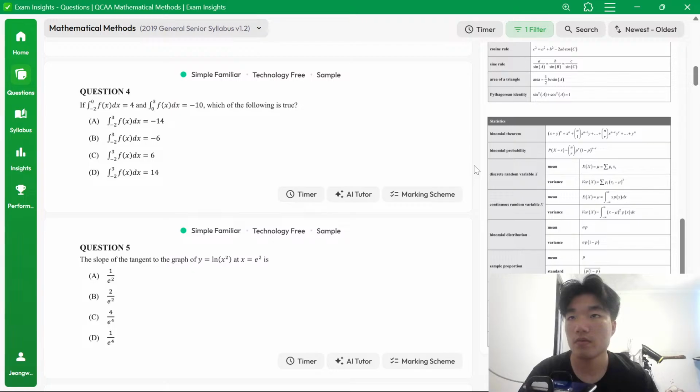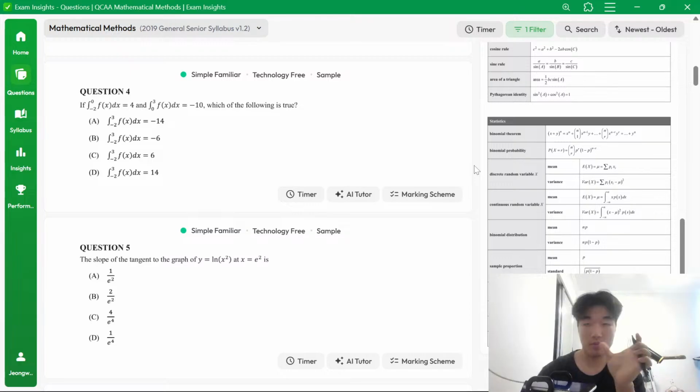The integral from negative 2 to 0 of f of x is 4, and from 0 to 3 is negative 10. Which of the following is true? Okay, so the bounds are the same. The integral from negative 2 to 3 is the same as adding the two separate integrals from negative 2 to 0 and then 0 to 3. So 4 minus 10 is negative 6. So it's B.